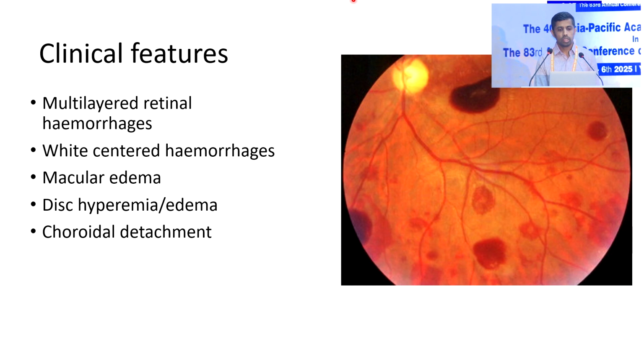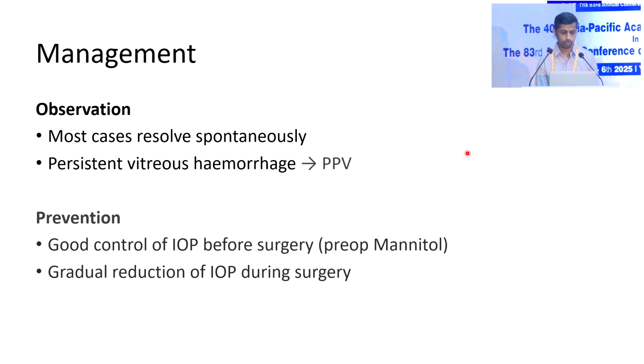Clinically, we can see the patient having multilayered retinal hemorrhages, white-centered hemorrhages, and the presence of macular edema and disc hyperemia or edema, and rarely it can be associated with choroidal detachment. Most cases resolve spontaneously and nothing needs to be done. Persistent vitreous hemorrhage requires pars plana vitrectomy.